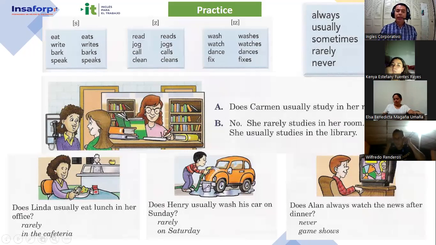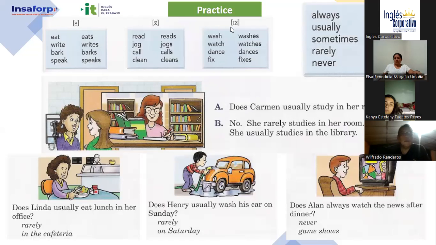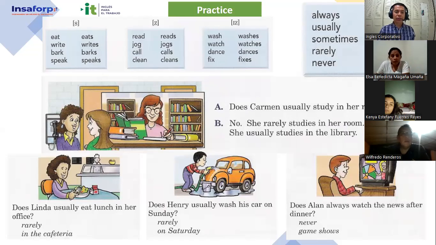Okay, listen. We have these verbs with the sound in third person. It eats. Write, writes. Bark, barks, speak, speaks, right? Bark is roar, roar, bark. Read, reads. Jog, jog, trotar, right? Jogs. Call, calls. Clean, cleans. And then we have wash, washes, watch, watches. Then dances and fix, fixes, right?